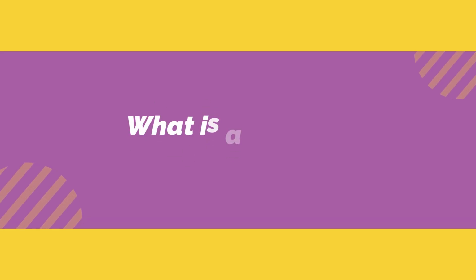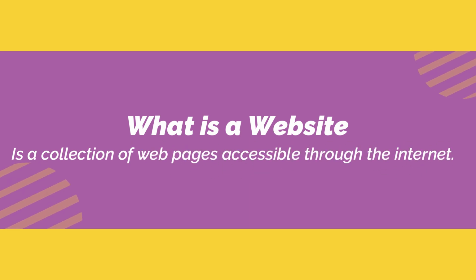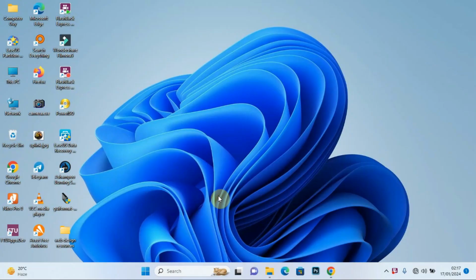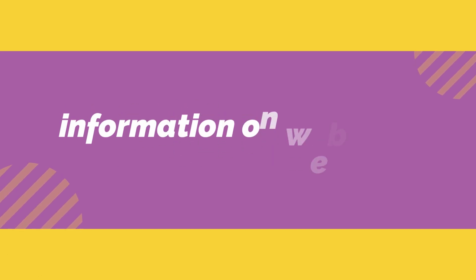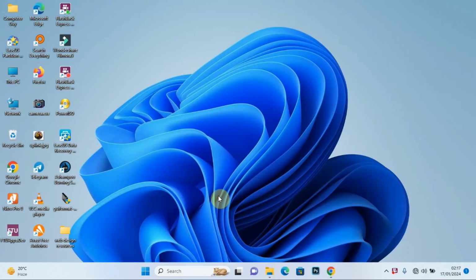What is a website? A website is simply a collection of web pages accessible through the internet. But remember, I told you our websites are going to be on a local server, so they will only be accessible through the desktop computer or laptop computer. So websites can include any form of information like images, like videos, text, and any other form of content that you wish to put there.